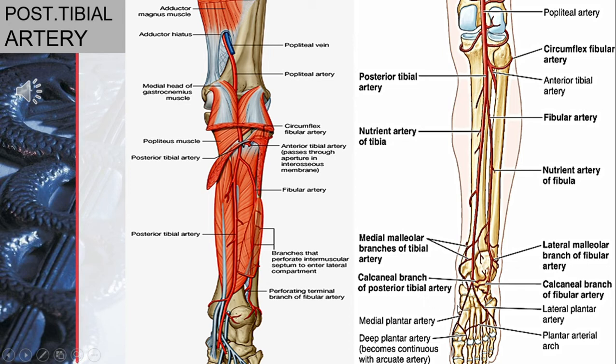The posterior tibial vein is formed from the medial and lateral plantar veins, and then its venae comitantes run in the opposite direction and end in the popliteal vein. The relation of these vessels in the tarsal tunnel will be discussed in the coming slides.